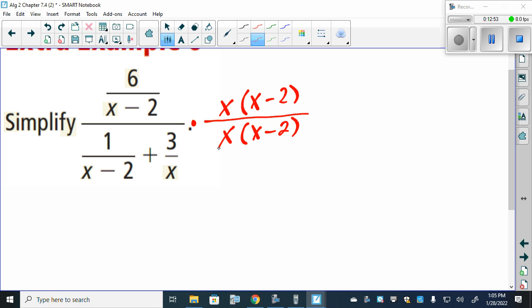Now in this here, how many times does x minus 2 appear in our original equation? Twice. Why do I only need it once on top and bottom of what we're multiplying by?